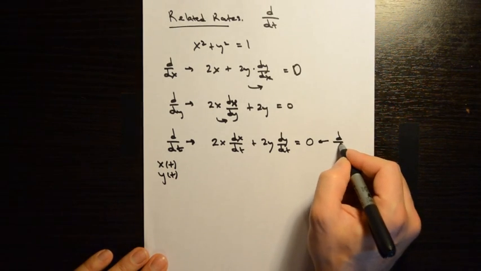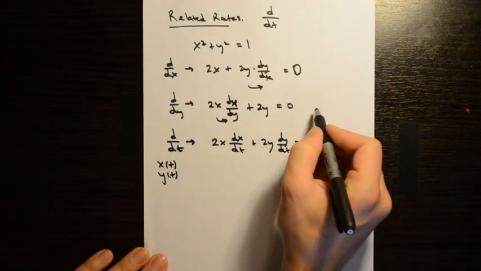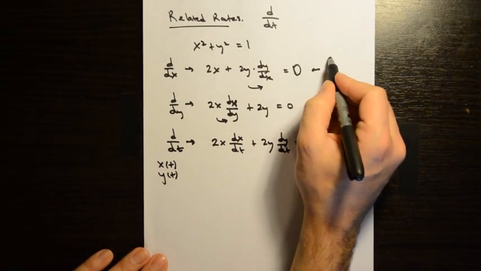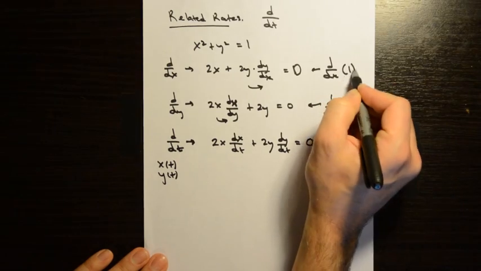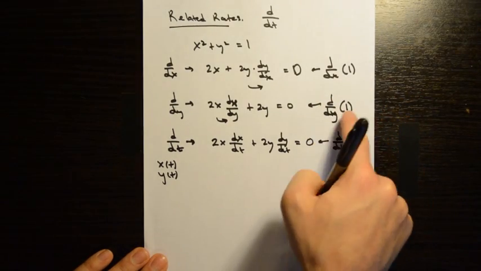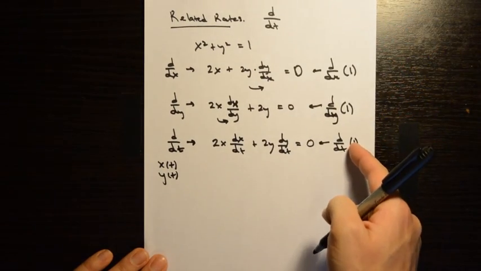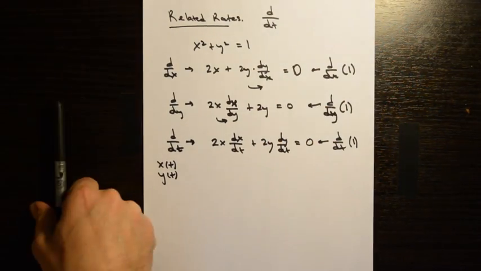And this 0 right here is d/dt of 1. And here it was d/dx of 1. I'm sorry, this is d/dy of 1. So when you differentiate a constant with respect to any variable, it's 0.